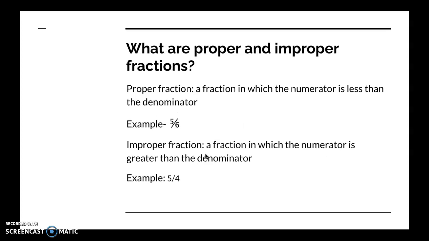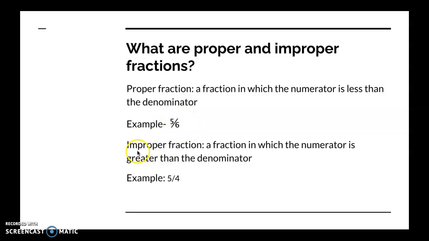What are proper and improper fractions? This is just something you need to know for our later questions that we're going to do. Okay, so proper fractions. A fraction in which the numerator is less than the denominator. So an example of that, our numerator here is 5 and our denominator here is 6. So we know that 5 is less than 6. So this is a proper fraction.